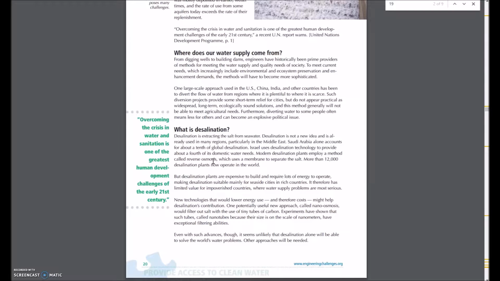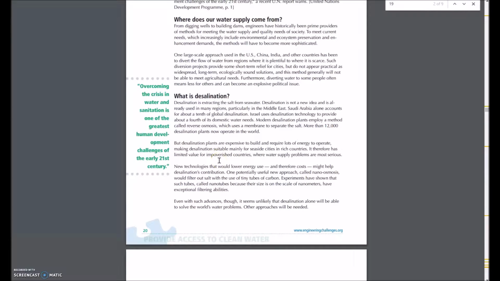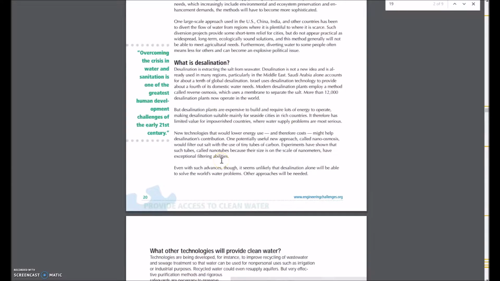Modern day desalination uses reverse osmosis, which essentially uses a membrane to separate the salt. The only problem with this method is that desalination plants are very expensive to build and require lots of energy to operate, and this method is only suitable for rich countries along the seaside.